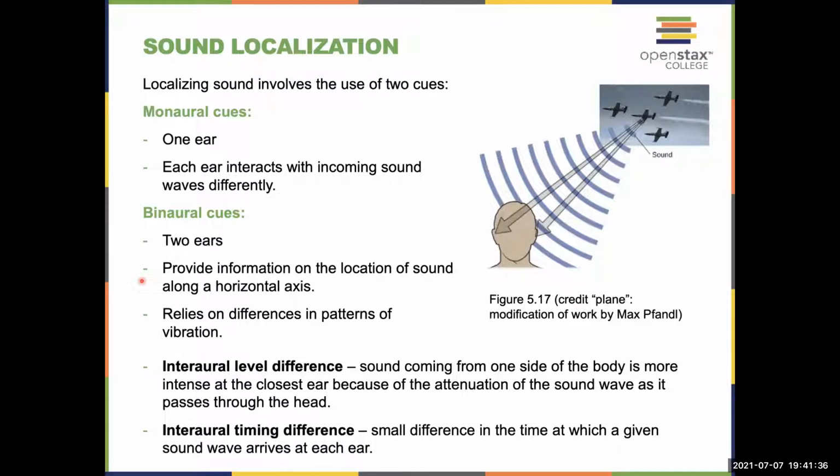So imagine you're standing up in that horizontal axis. And it relies on differences in the patterns of vibration. So then there's the interaural level difference, right? Sound coming in from one side of the body is more intense to the closest ear because of the attenuation of the sound wave. And then the timing difference is a small difference in the time at which the sound waves arrive at each ear. So those are the ways that sound localization happens.